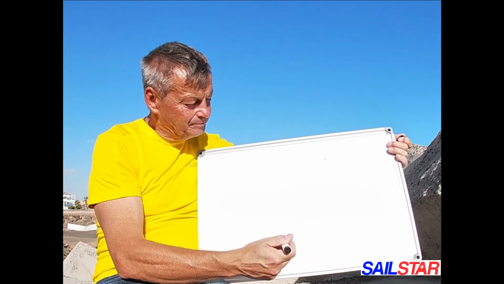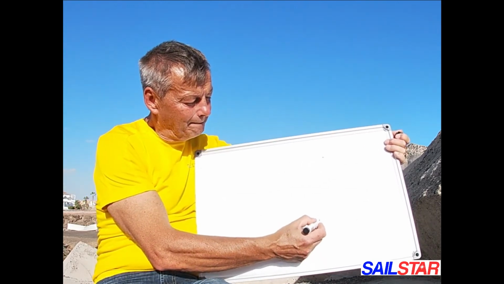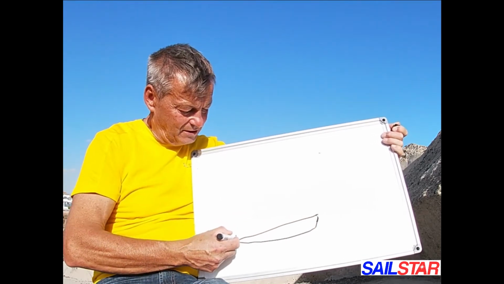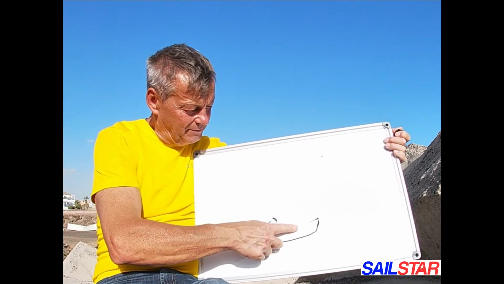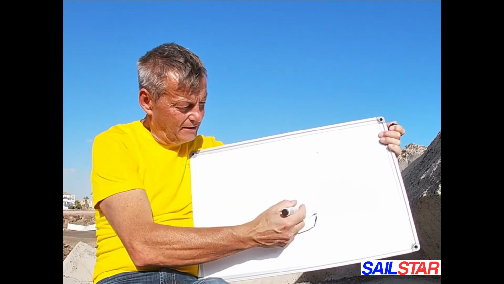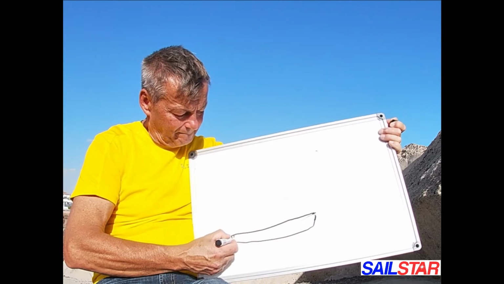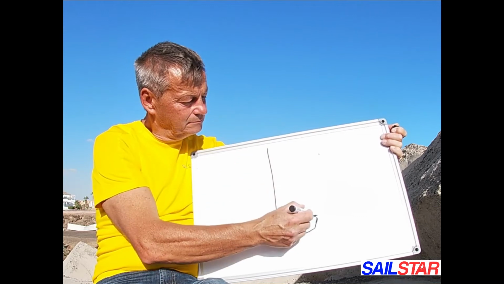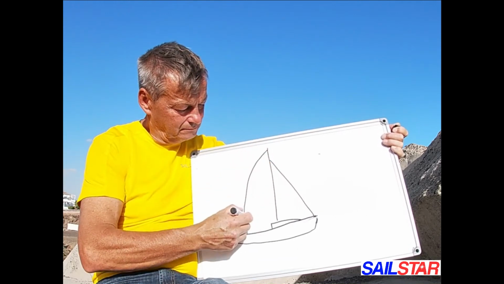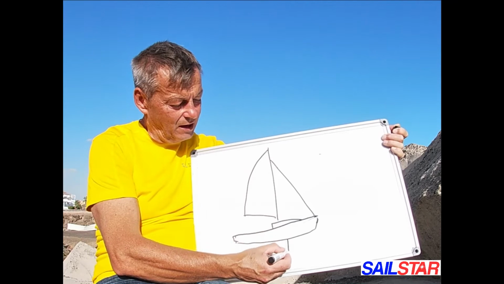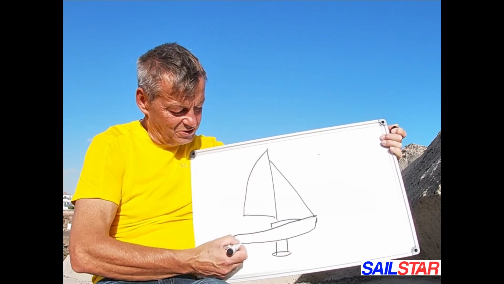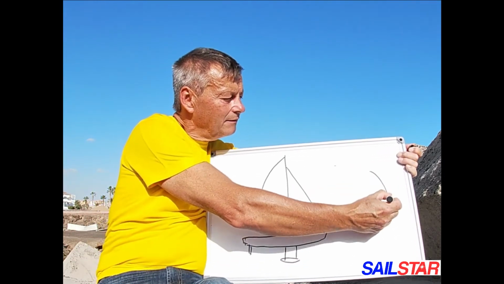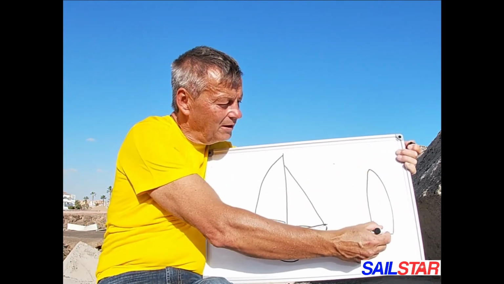I will start with drawing a sailboat. That's bad. I will make a new one. You're going to see a lot of these boats during the courses. So we have a sailboat here. We have a sailboat from above here.